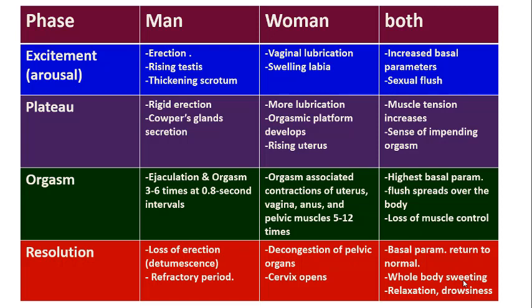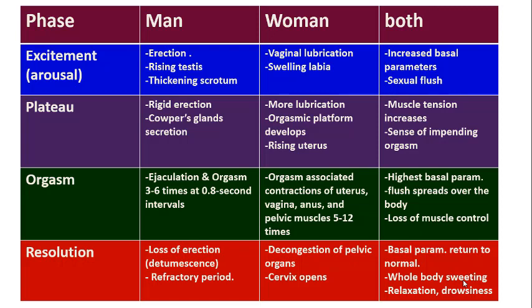The plateau phase is characterized by rigid erection and small secretion from the Cowper's gland. In women, there is more vaginal lubrication and the development of what is called the orgasmic platform. What is the orgasmic platform? It is dilatation of the upper part of the vagina and constriction of the lower part of the vagina. Both men and women develop increased muscle tension and there is sensation of impending orgasm.